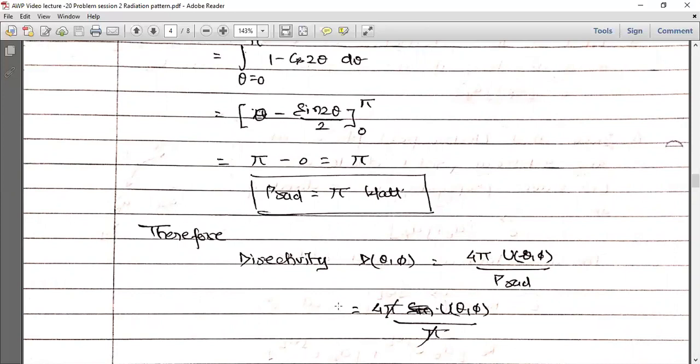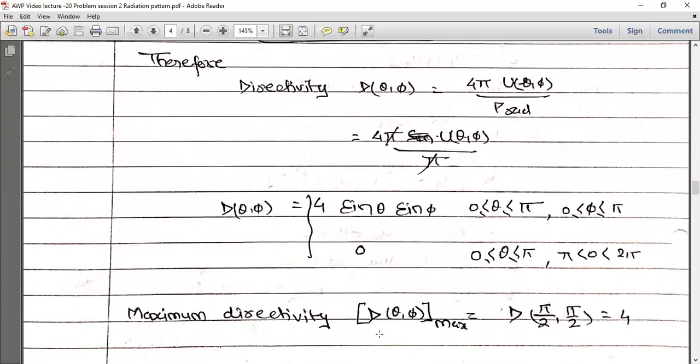So if the antenna is radiating total power pi, and if total power pi is fed to an isotropic antenna, the average radiation intensity is given by pi by 4 pi. And the given radiation intensity you know very well. So directivity D(theta, phi) will be equal to 4 pi U(theta, phi) divided by P rad. P rad is pi, so you divide this pi by 4 pi, and what you have is directivity given by 4 times U(theta, phi). By substituting the expression for U(theta, phi), D(theta, phi) can be written as this expression.